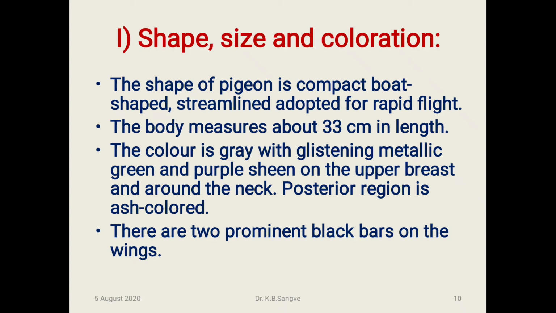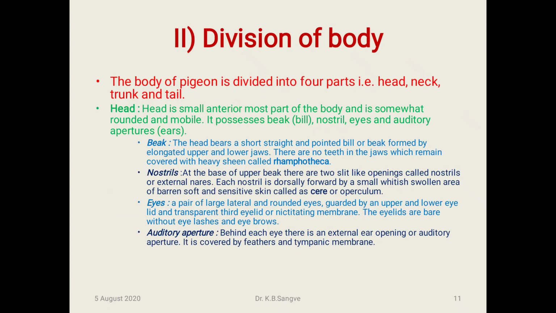There are two prominent black bars on the wings. Division of the body: the body is divided into four parts: head, neck, trunk and tail. The head comprises the beak, nostrils, eyes and auditory aperture. The beak is present at the anterior tip of the head. It is formed by two jaws, the upper jaw and the lower jaw. They are without teeth and the jaws are covered by a sheath called the rhamphotheca.